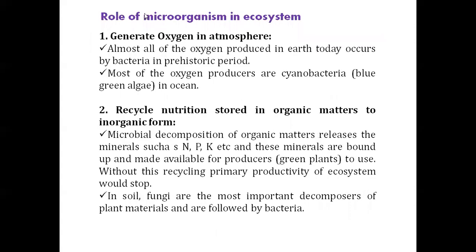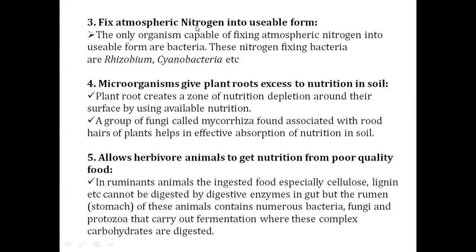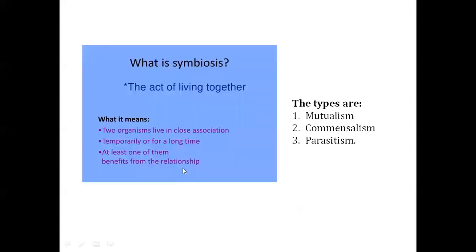So these are the points on the role of microorganisms. These are the 5 points: generate oxygen in the atmosphere, recycle nutrition stored in organic matter into inorganic form, fix atmospheric nitrogen into usable form, give plant roots access to nutrition in soil, and allow herbivore animals to get nutrition from poor quality food. These are the 5 points you can remember.